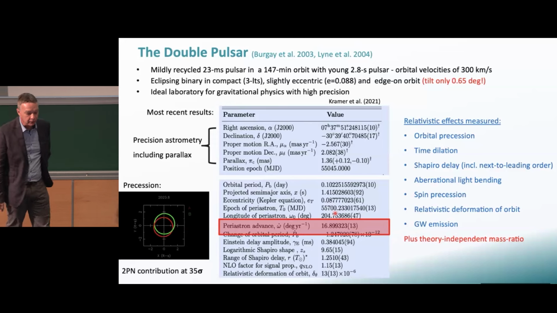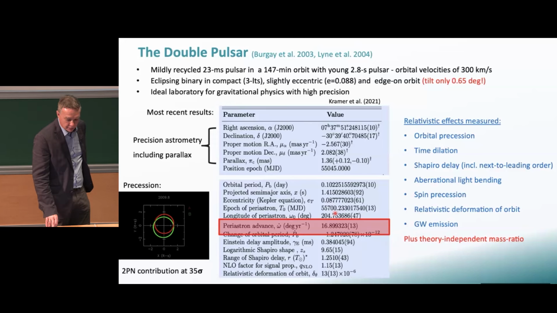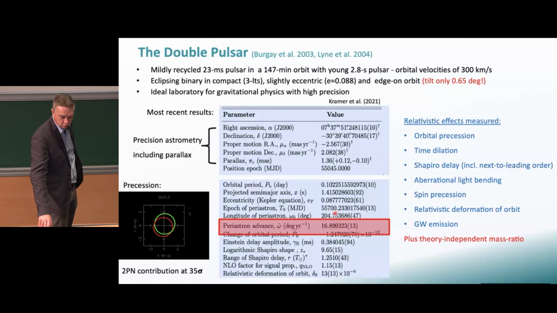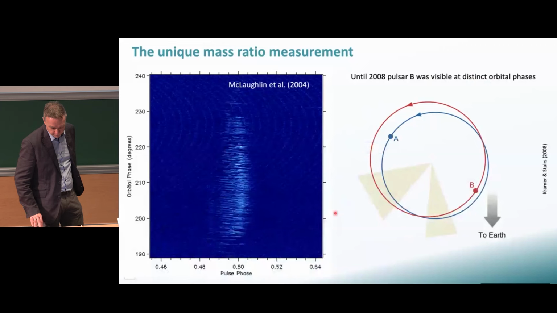And the precision of that measurement is already so high that we should be able to measure any 2PN contribution at a level of 35 sigma. And that becomes important when I speak about applying this to get the moment of inertia of the neutron star.